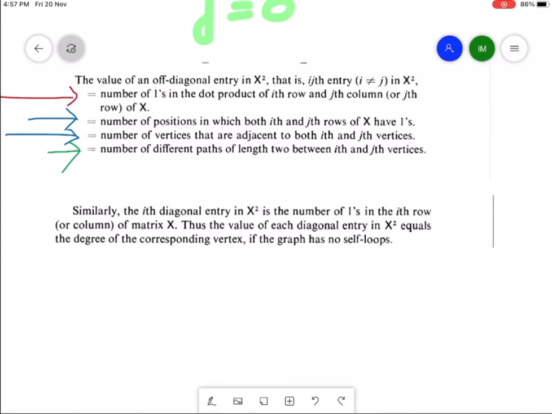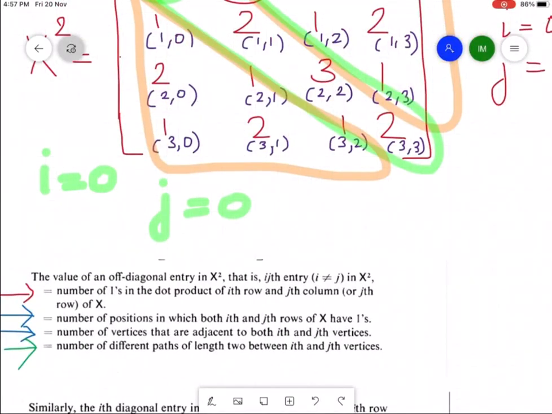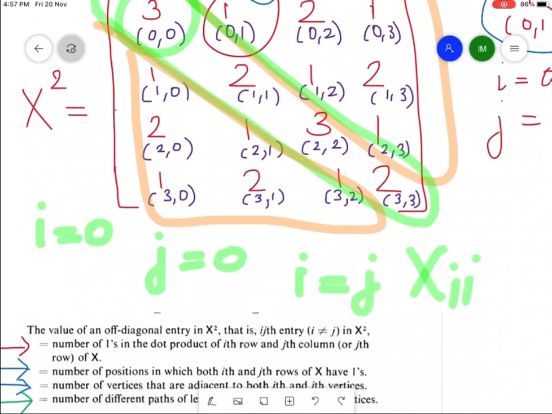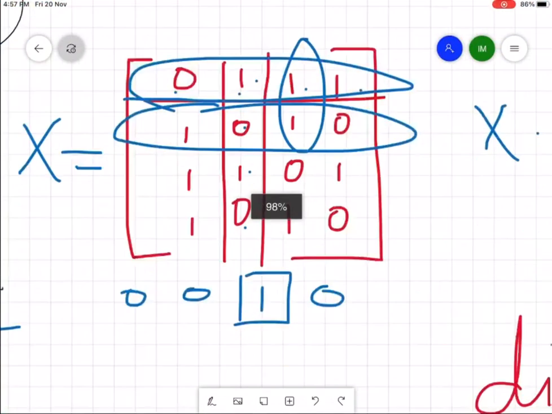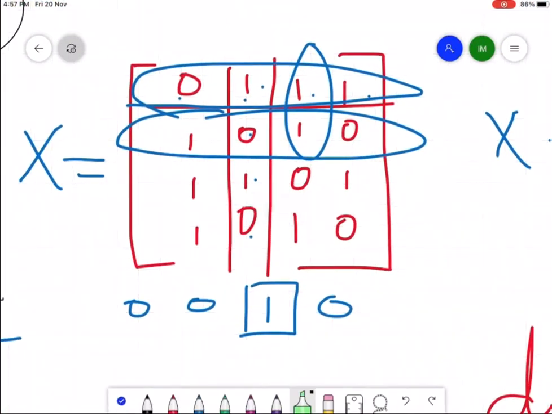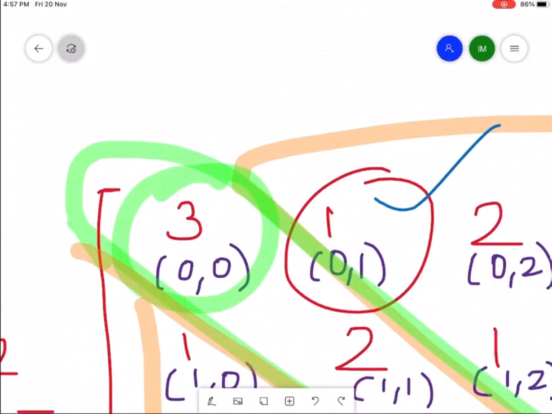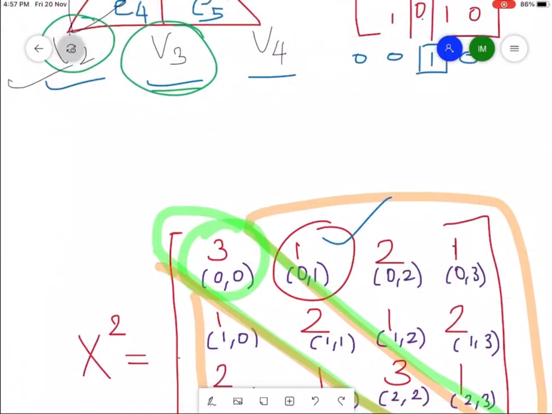In a diagonal entry, in X square, the value is the number of ones in the ith row of the matrix. So i is 0. Here i is equal to j, right? So that's why we denote it as Xii. Okay. So let's get to our adjacency matrix. Let's consider our ith row. How many number of ones are there? There's 1, 2, 3. And what is our value? 3. Okay. So that is clear.